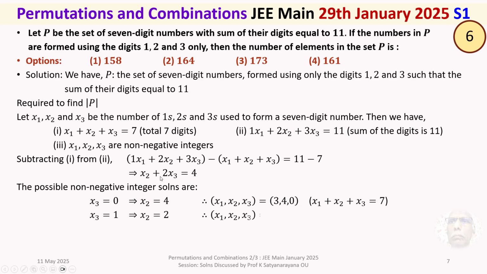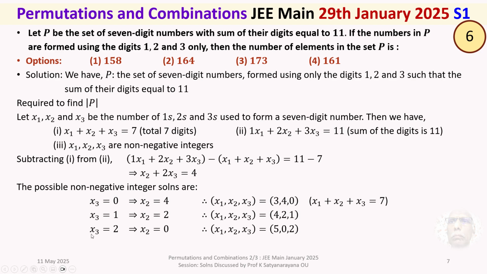When x3 is 1, substitute, x2 will be 2. Then x1, x2, x3 will be 4, 2, 1. You got 2, 1, sum is 3. Total is 7, therefore x1 must be 4. When x3 is 2, you will get x2 is 0. Then x1, x2, x3 will be 5, 0, 2.